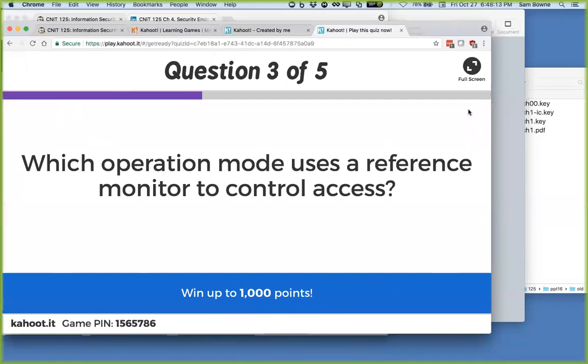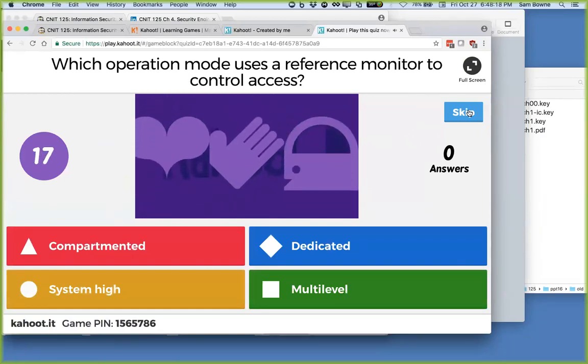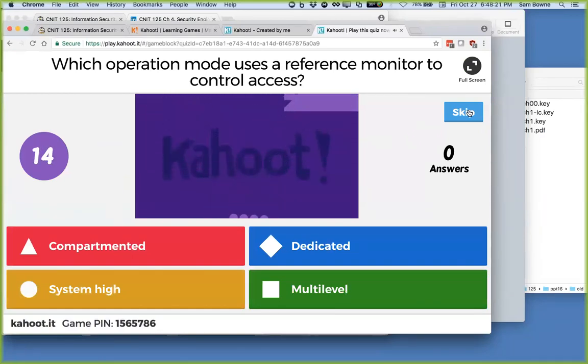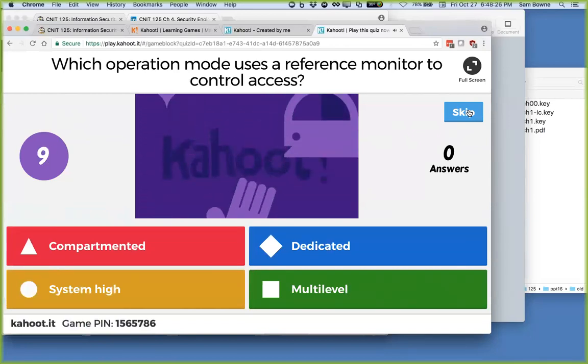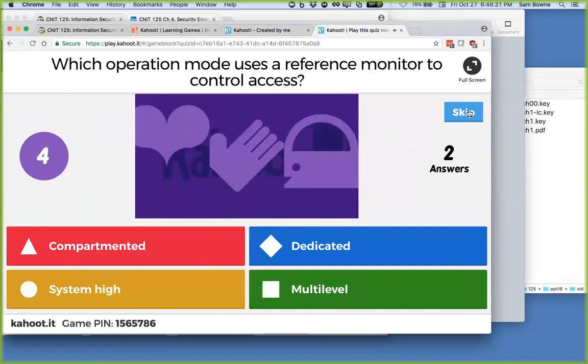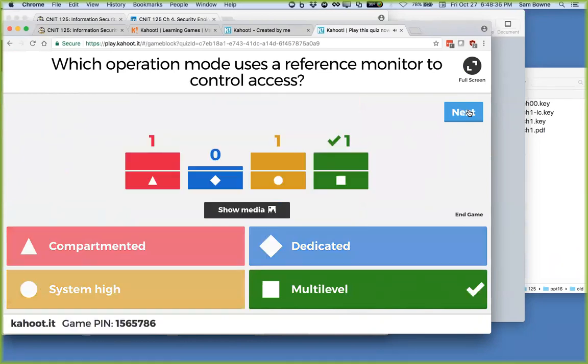Which operation mode has the reference monitor? All right, that's multi-level, where you're trusting the operating system to do all the parsing, so it has to have a component called a reference monitor that really makes sure that only the top secret people are seeing the top secret things, and so on.